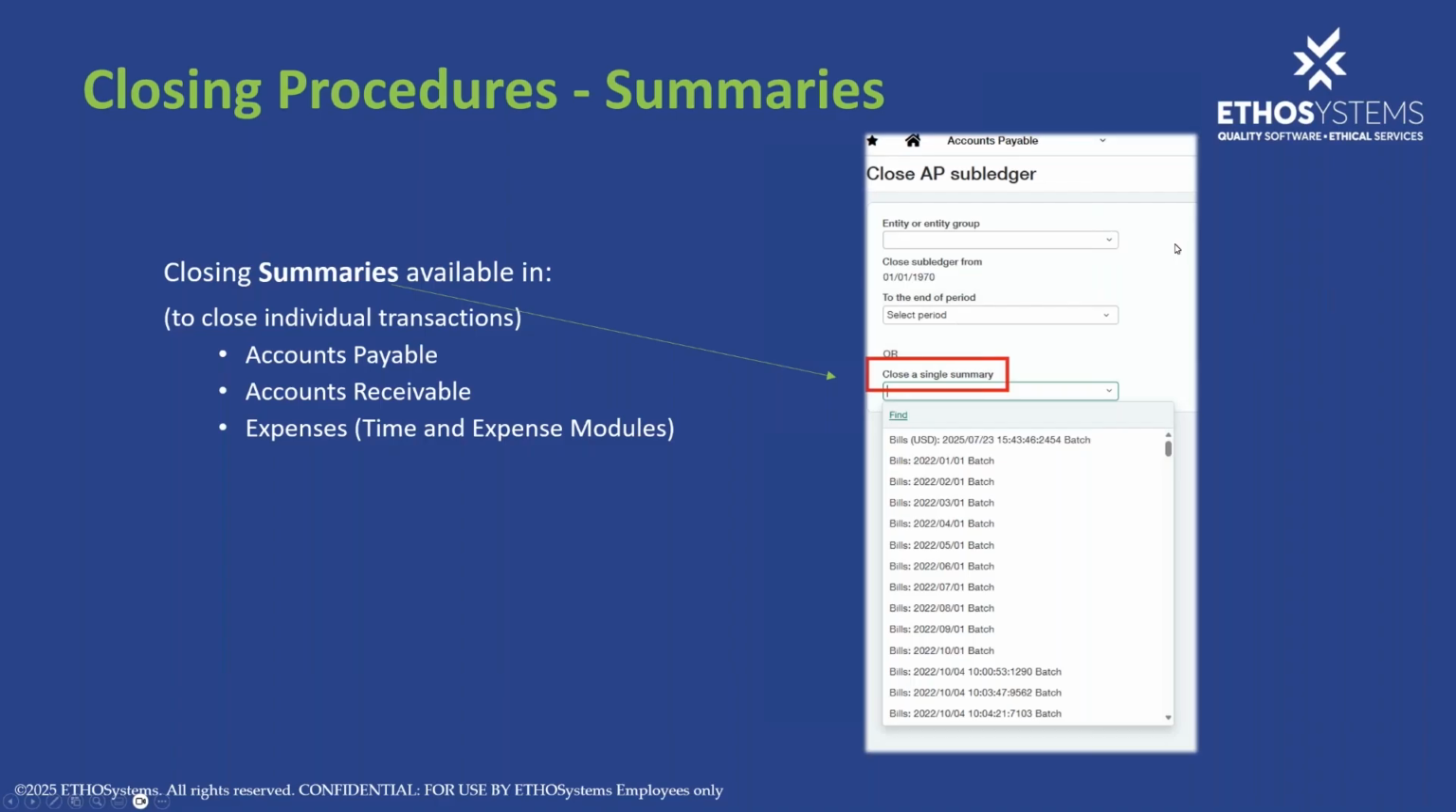So we typically wouldn't be doing that. We typically would be coming in, selecting our entity. If you only are a single entity, no worries, it doesn't matter, right? But if you have multiple entities, typically you have a closing process for your month end, your year end, whatnot. You want to select your entity. The close subledger from. Okay, this one is going to tell you the last time that you closed.